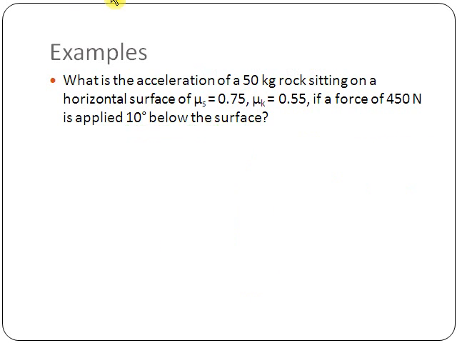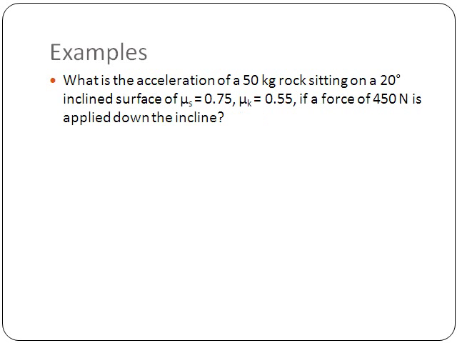So what we're going to be talking about here is what happens if we're not on a level surface. What's the acceleration of a 50 kilogram rock sitting on a 20-degree inclined surface? US 0.75, UK 0.55, if a force of 450 newtons is applied down the incline.